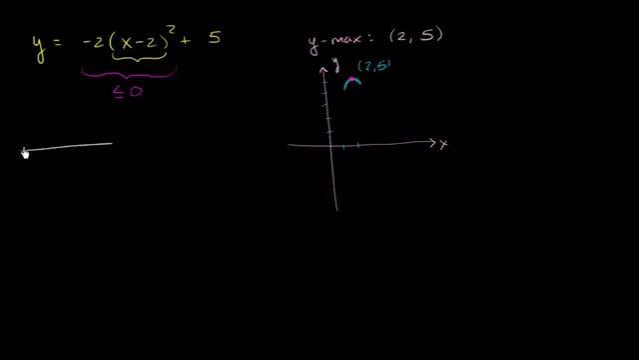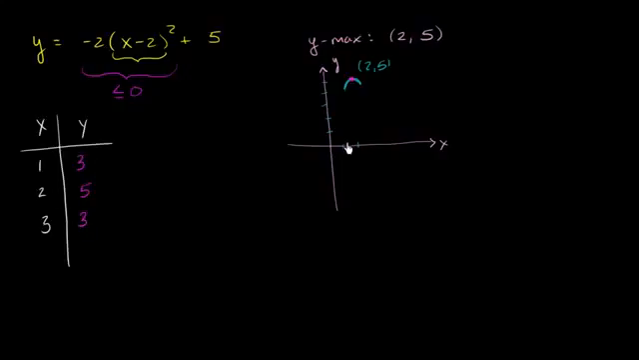Let me do that. So I care about x being equal to 1, 2, and 3, and what the corresponding y is. We already know that when x is equal to 2, y is equal to 5. (2, 5) is our vertex. When x is equal to 1, 1 minus 2 is negative 1, squared is just 1. So this is negative 2 plus 5, which is 3. And when x is equal to 3, this is 3 minus 2, which is 1, squared is 1, times negative 2 is negative 2, plus 5 is 3 as well.